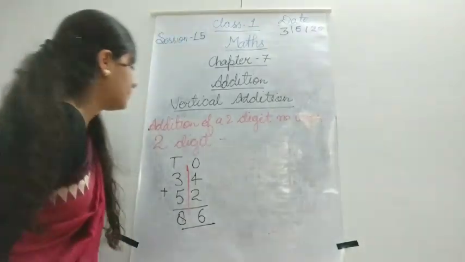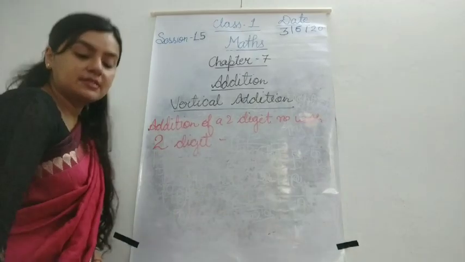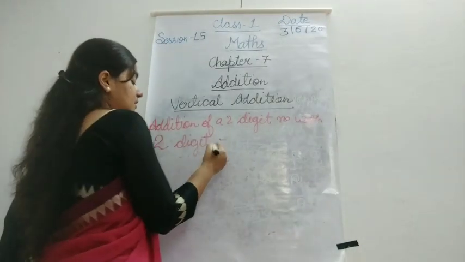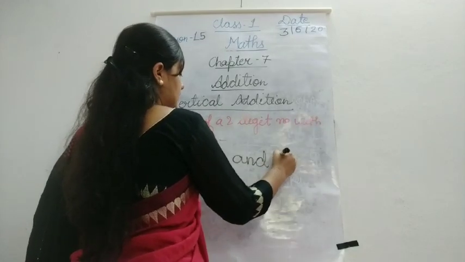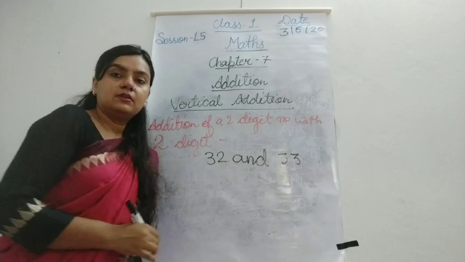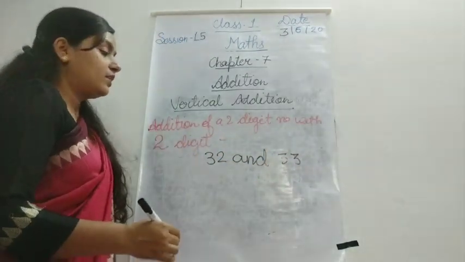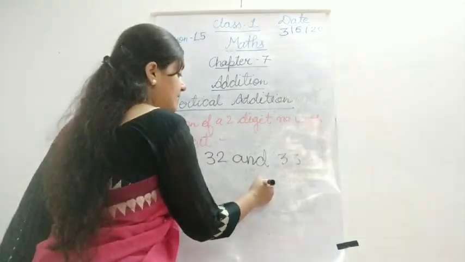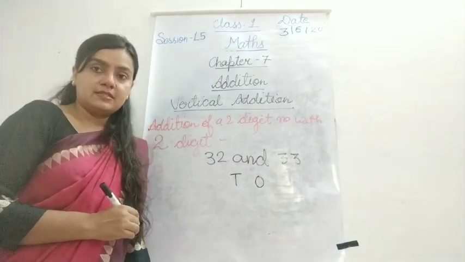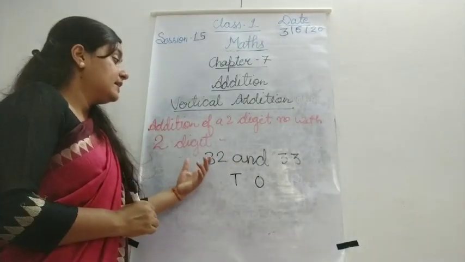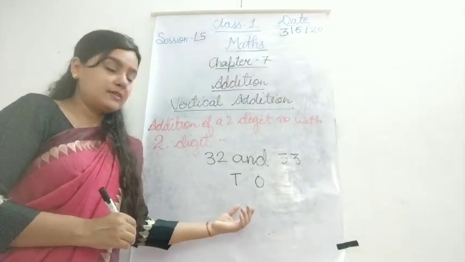Let's take one example in which numbers are written and you have to arrange. Suppose the number is written like this, 32 and 33. Then what you have to do? First of all, you have to write down ones and tens. At the tens position, the tens number will come. At the ones position, the ones number will come.